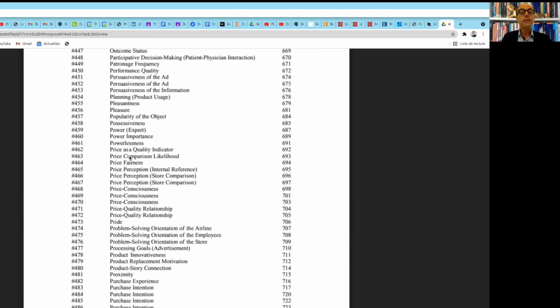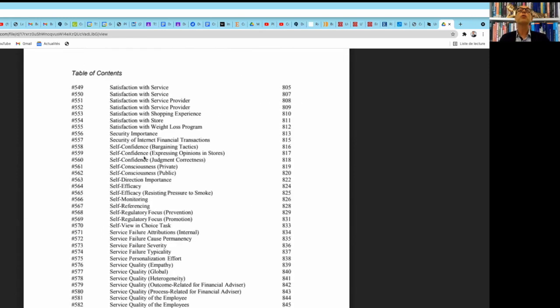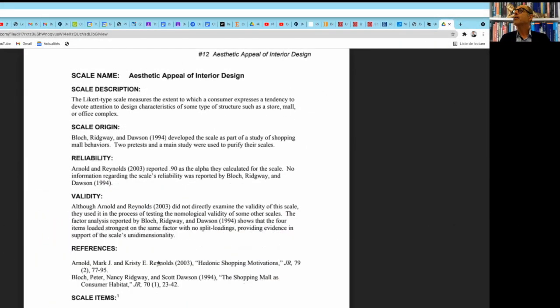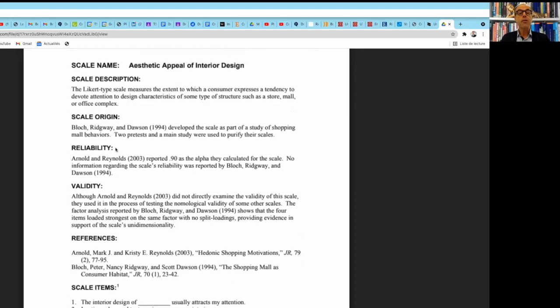Satisfaction, loyalty, purchase intentions. And so we actually have measurement instruments for most of the established concepts we have in marketing. For example, aesthetic appeal, about chatbot adoption. So we measured the aesthetic appeal of a chatbot. You have the scale origin.